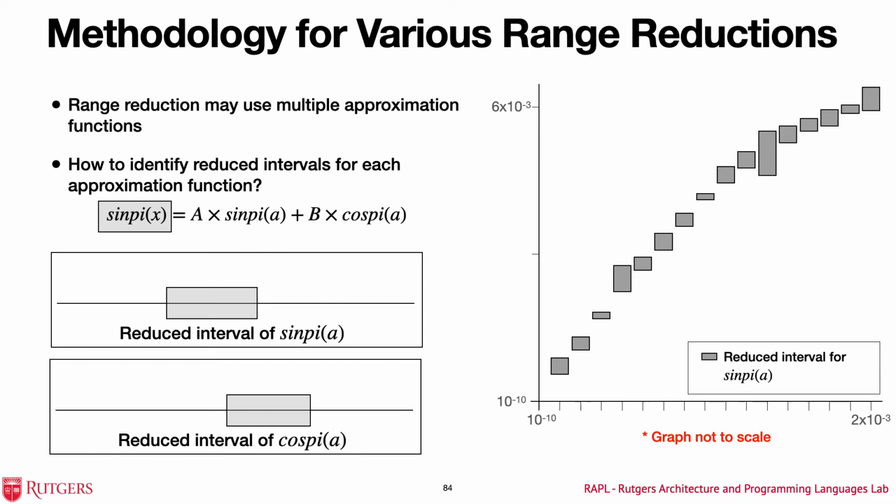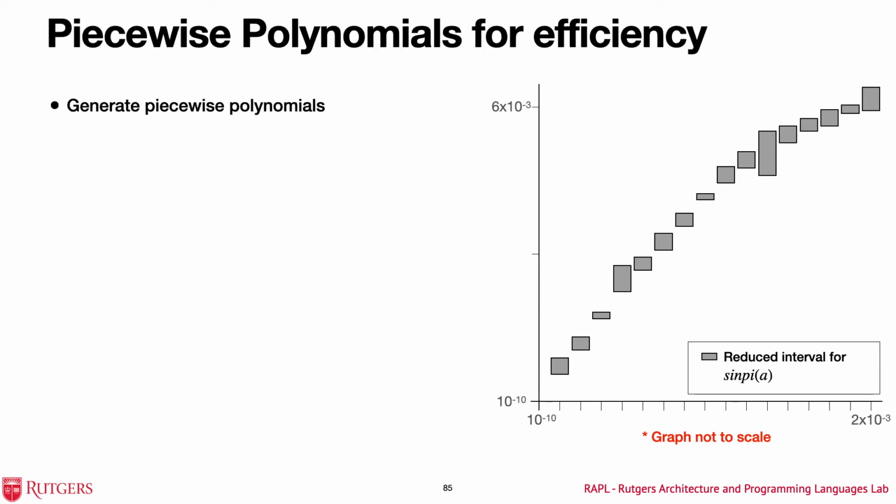Once the reduced intervals for sine pi and cosine pi are computed for all inputs, we need to generate a polynomial approximation for sine pi of a and cosine pi of a. Let me continue with focusing on generating an approximation function for sine pi of a, where the reduced intervals are shown on the right side.